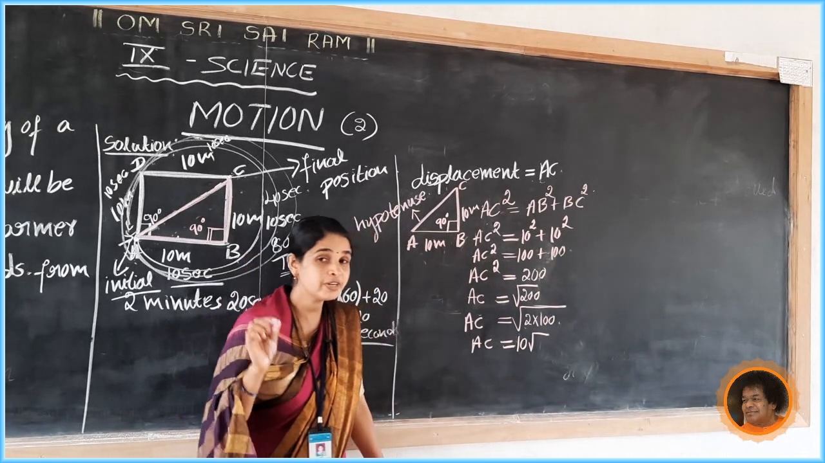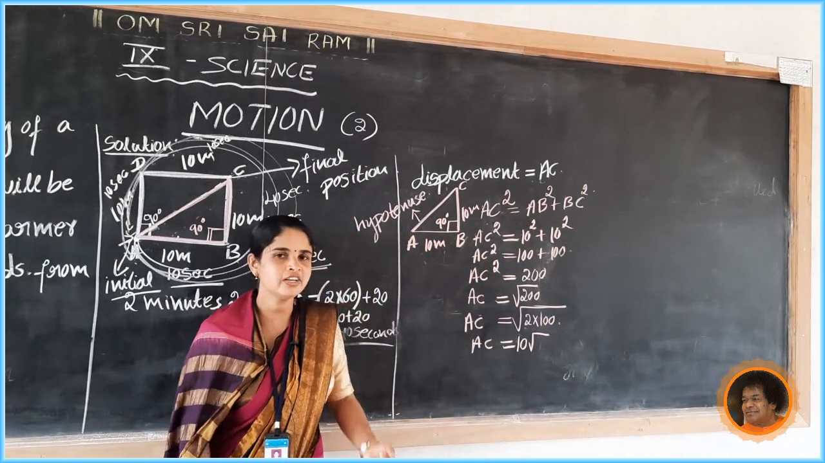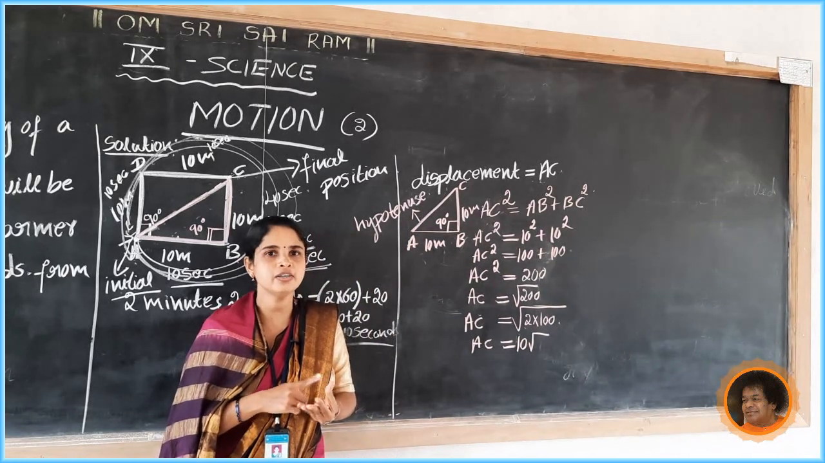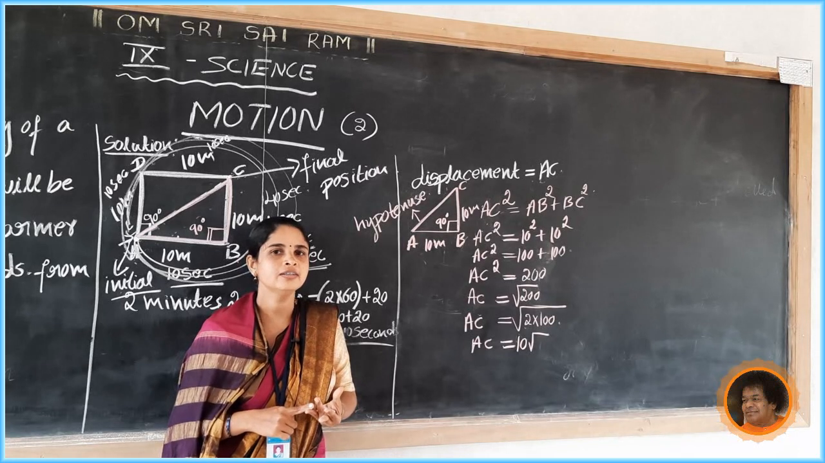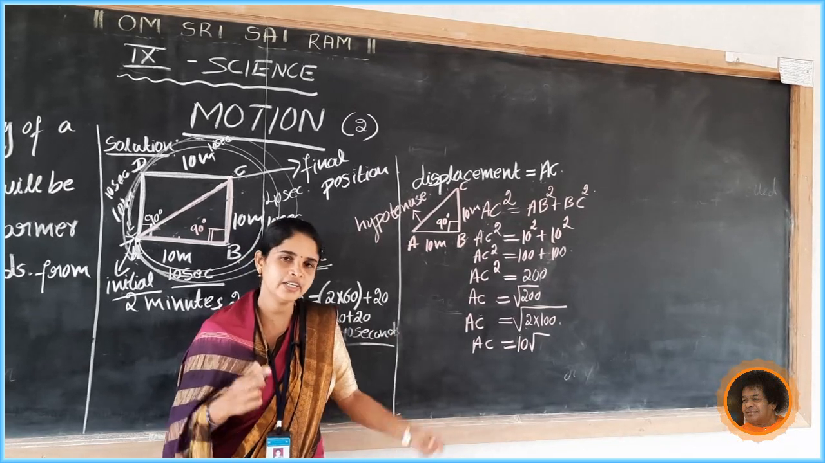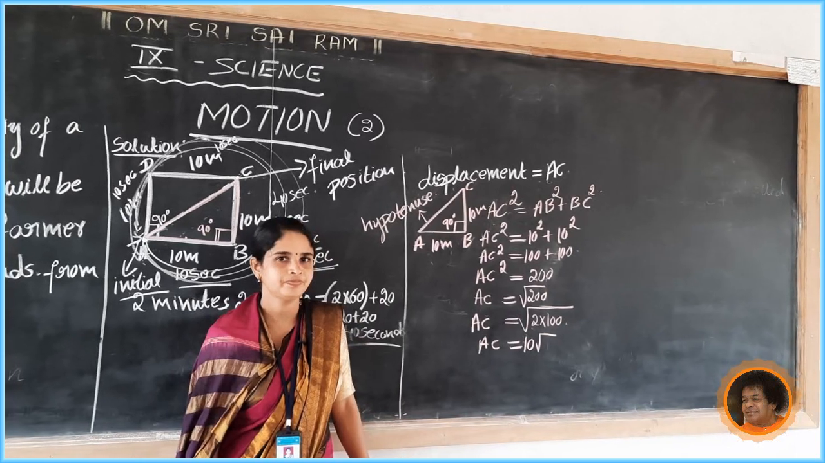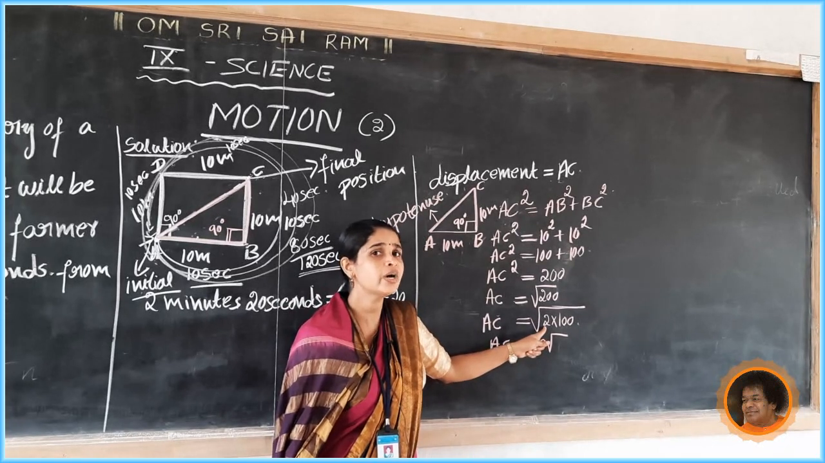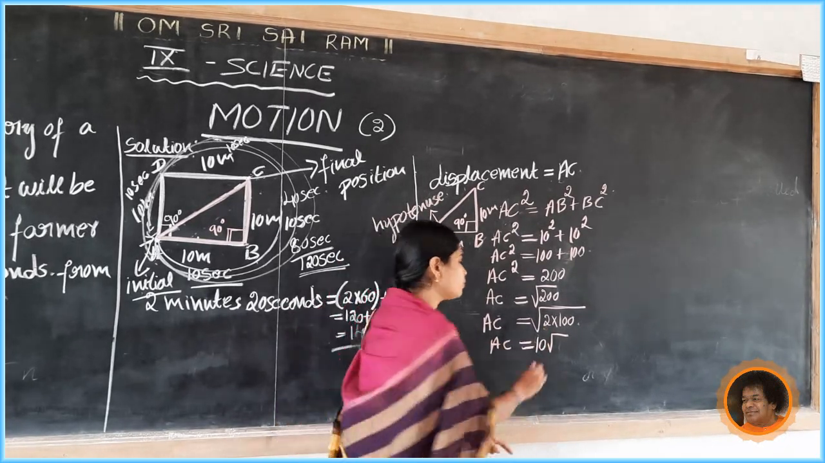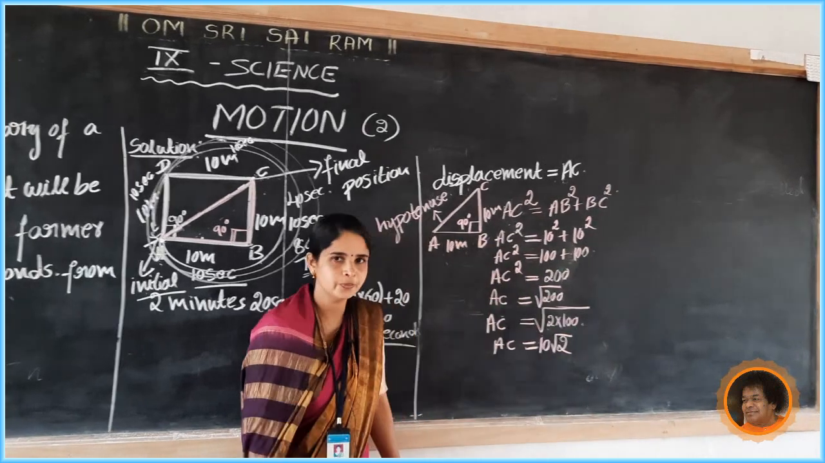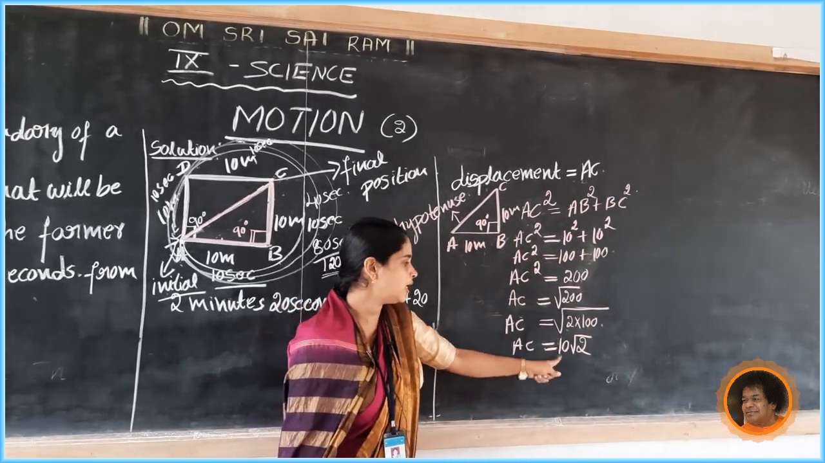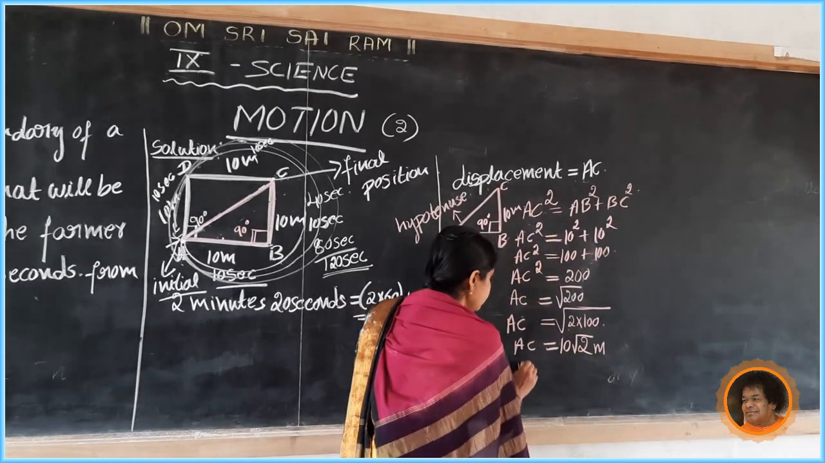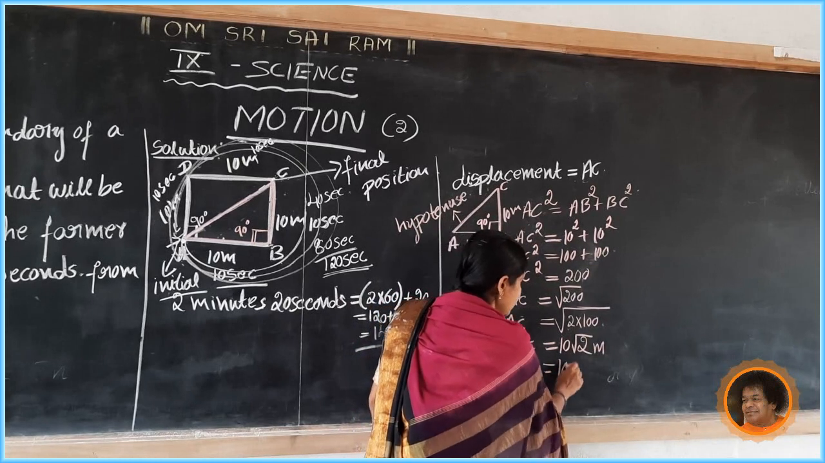So it is not a perfect square number. Perfect square numbers are 1, 4, 9, 16, 25, 36, 49, like that. 100 is also a perfect square. Here 2 is not a perfect square number. So 10 into square root of 2. So AC equals 10 into square root of 2 meters.